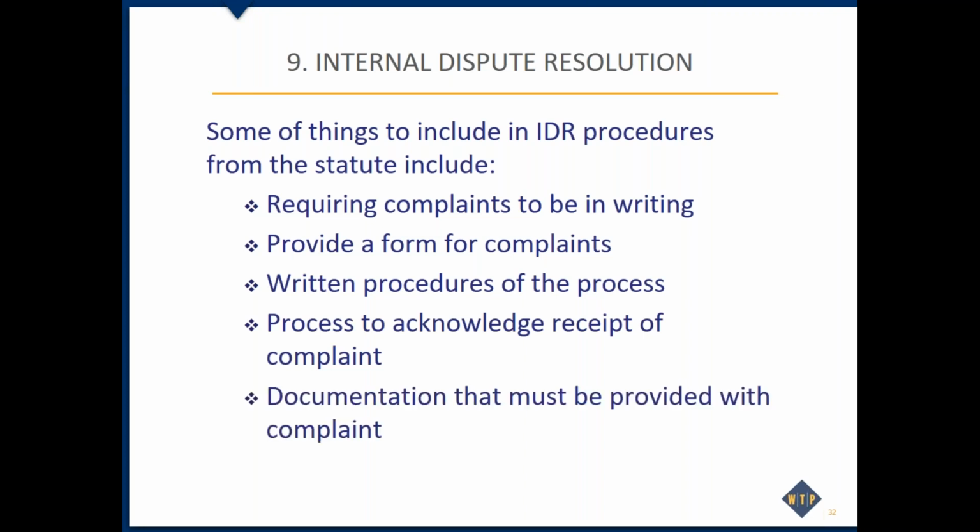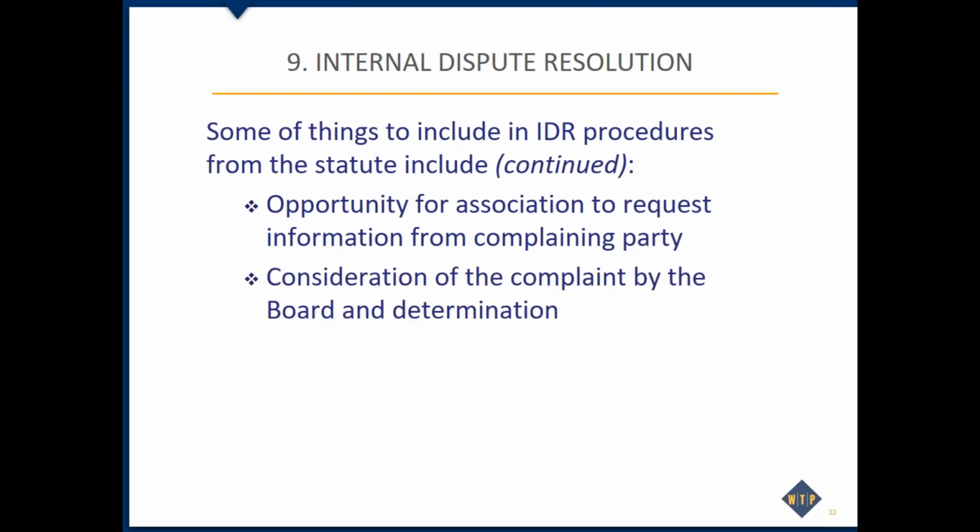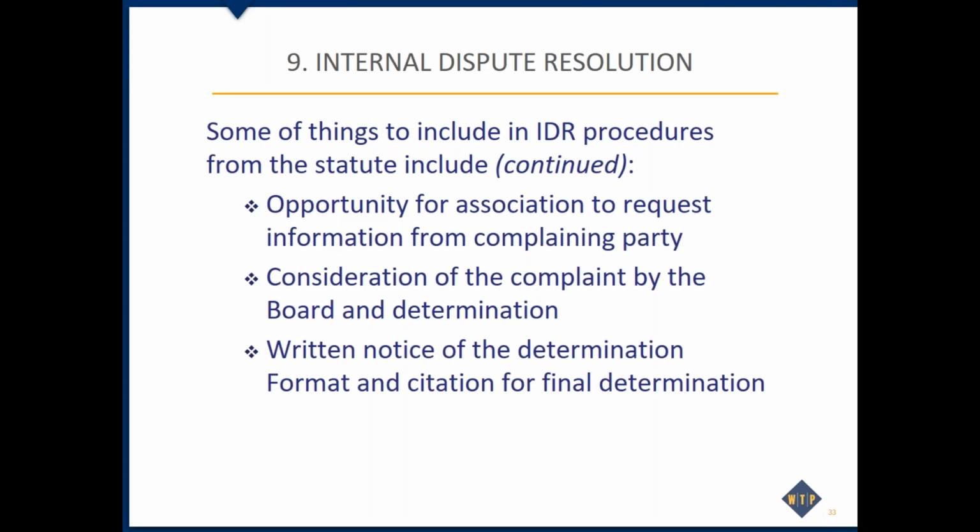Require that documentation be provided with the complaint. And that's one of those things where the documentation may require that the complaining party specifically identify what it is that they think the board did wrong, meaning what governing document did I violate, what statute did I violate, be very specific. There also, in the IDR procedures, there should be an opportunity for the association to request follow-up information, meaning, answer these types of questions or provide these types of documents. The IDR should also have a consideration for the complaint by the board, meaning we're going to have a time period when the board will either at a regularly scheduled meeting or a specially scheduled meeting address the IDR, and then there would be a written notice of determination on the IDR, and essentially what that format should look like. So these are the kinds of things that you should put in an IDR complaint.